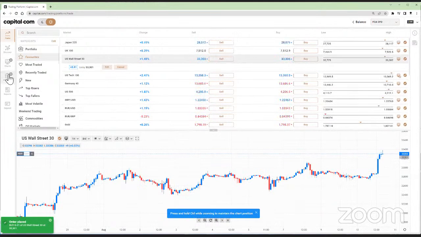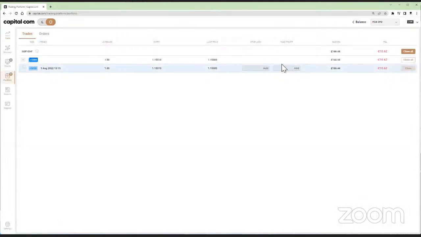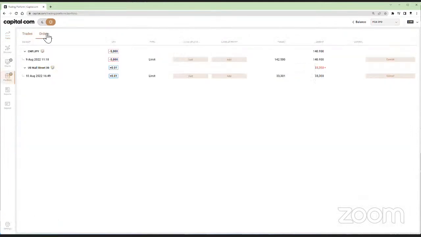So let's see my portfolio. Does it hit or not? So order, it hasn't hit yet. So you can see it's still here. Okay, US Wall Street 30, and it's here. It hasn't hit my order.